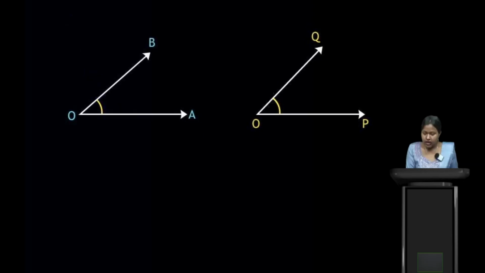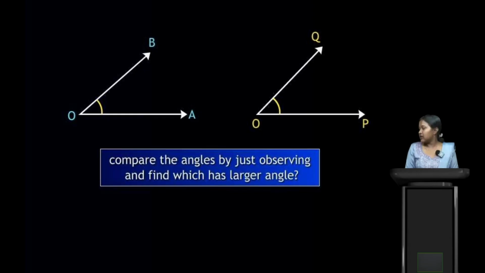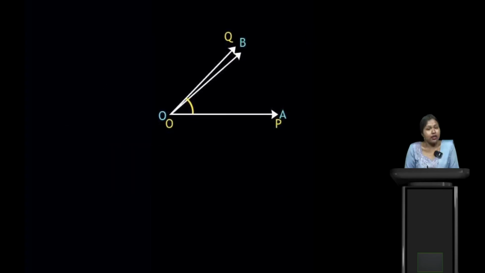Here 2 different angles are given. Compare the angles by just observing and find which has the larger angle. Again, can you compare and tell the answer? Which one is larger? The previous one was very much easier, right? Now in this case, how will you do? If you match the angles, then you can see easily, right?